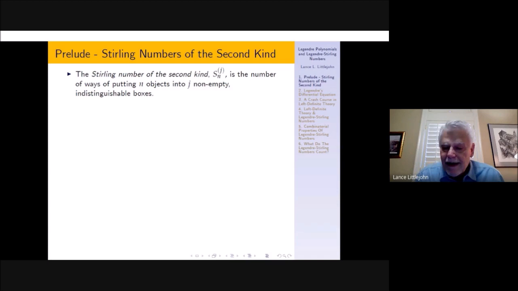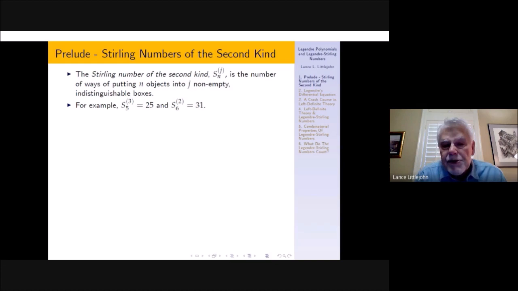For example, S(5,3) is 25, S(6,2) is 31. I think we'll see these numbers on the next page, but try to calculate them if you're a student, because it's a little tricky. You've got to follow the rule on what these numbers are.